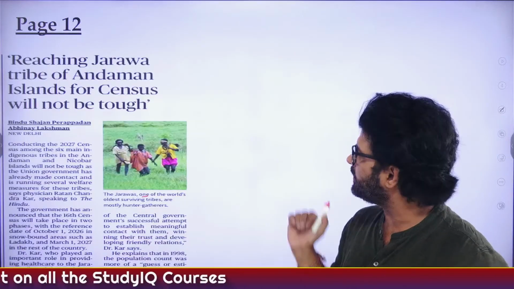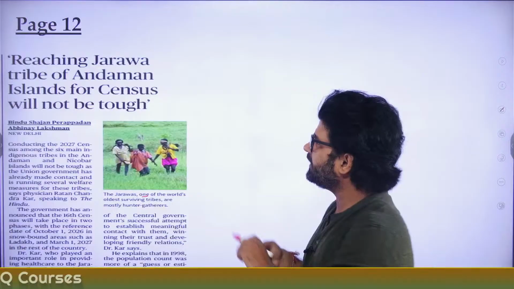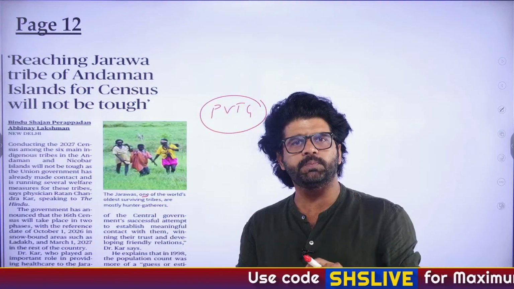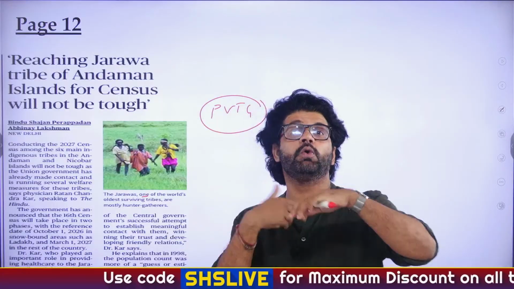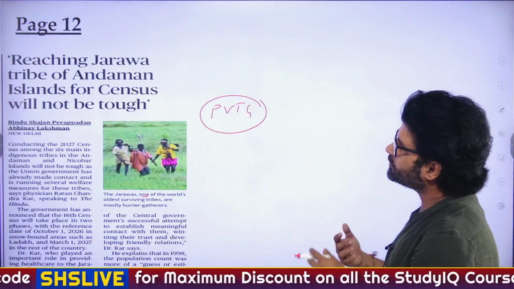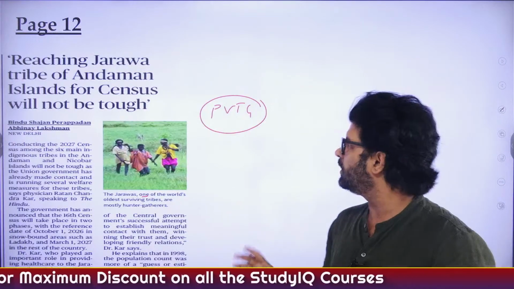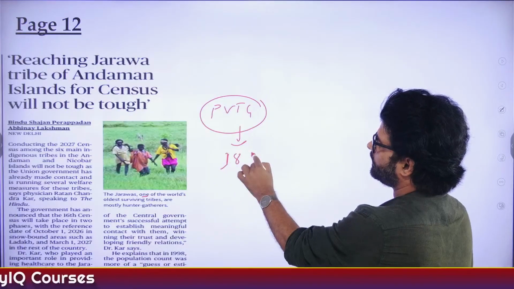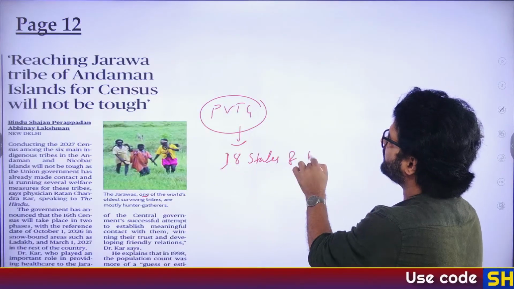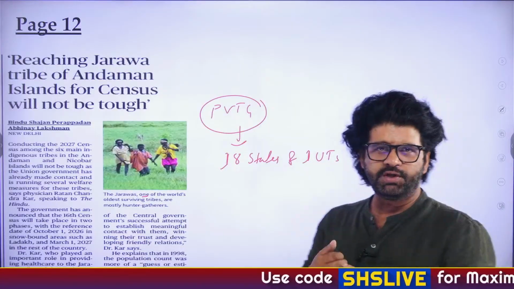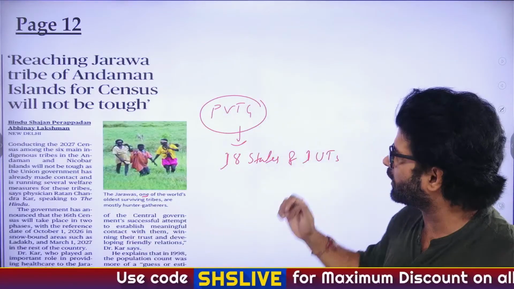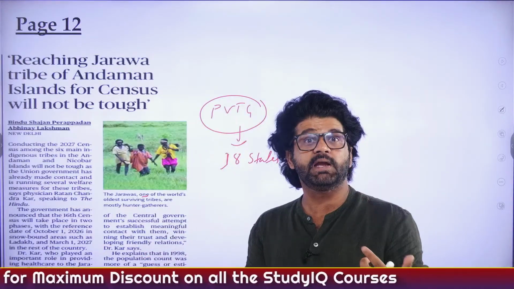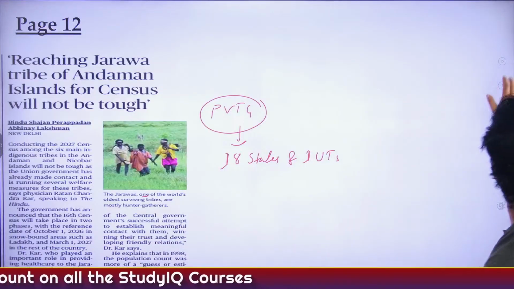So the Jarawas mean the Andamans. Are they part of PVTGs? We have talked about PVTGs earlier, particularly vulnerable tribal groups. Within tribal groups, there are some which are more primitive. These PVTGs were earlier known as primitive tribal groups. Now they are known as particularly vulnerable tribal groups. 18 states, 1 union territory. Odisha has the maximum number of PVTGs. We have already talked about this, but this is not only about PVTGs. This is about the PM Janman scheme and we have to talk about that particular scheme.